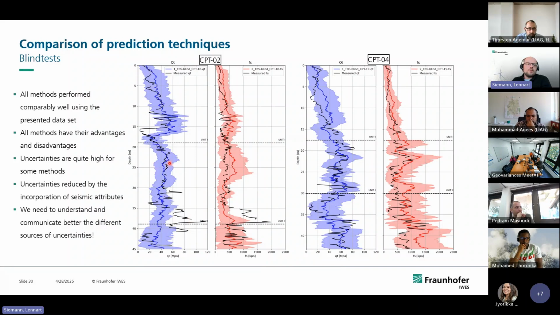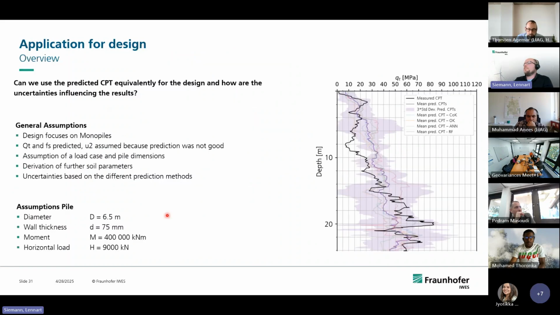But this is all the basis for everything which follows later. This is just a summary of the findings of the prediction methods. It's very general. I mean, that every method performs well and such things. I don't want to talk about that in detail now, but rather move on. So here you can see now what we have done afterwards.